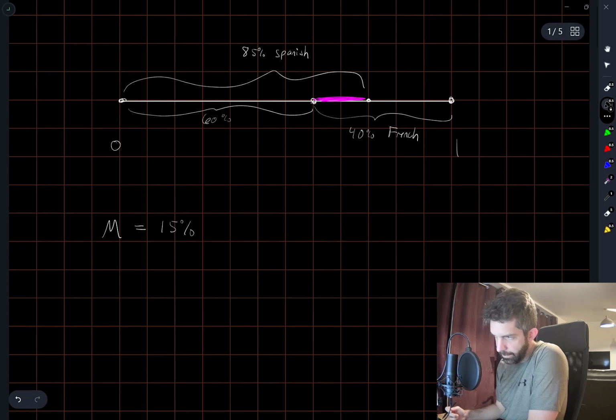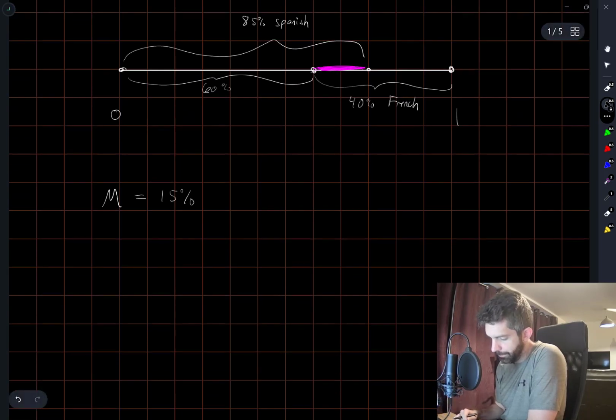I really hope that these percentages work out to a nice 2001 students, 15% of 2001. I hope that's an integer.